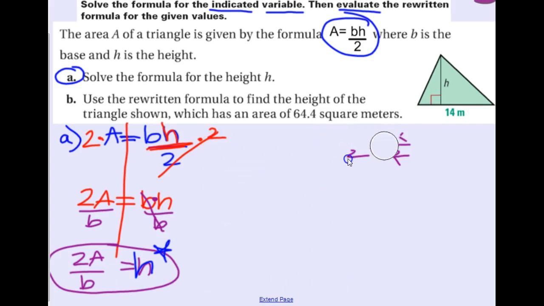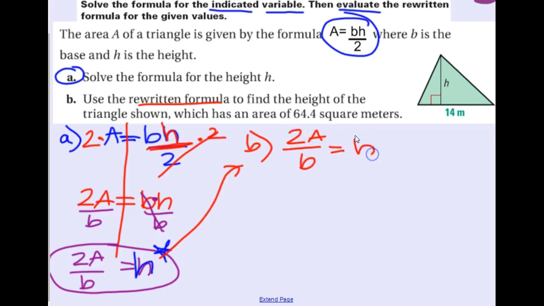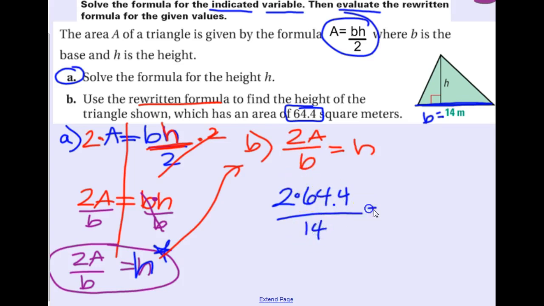Then part B, it says use the rewritten formula. Okay, so this formula, I'm going to rewrite it. 2a over b equals h. To find the height, h, of the triangle shown, which has an area of 64.4 square meters. And if we look at our picture here, they also tell us that our base is 14. So let's plug those in. 2 times a, and a is our area, 64.4, divided by b, which is 14. That should give us h.